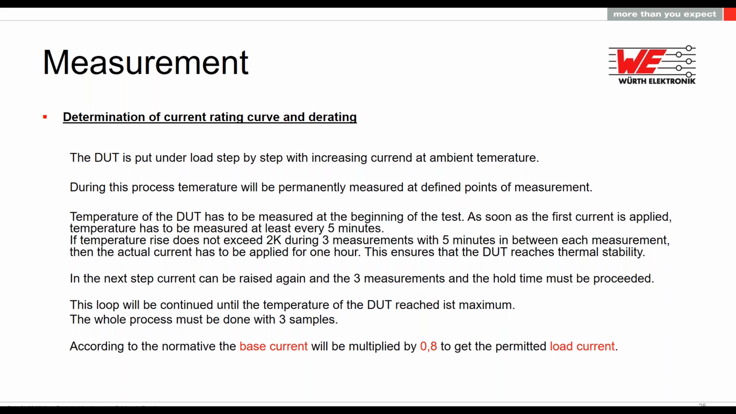And finally, we have now measured the rated current curve, which we now have to transfer into the derating curve. Afterwards, we have to multiply the curve by 0.8 to have a security headroom of 20% to be sure that we do not get in trouble because of tolerances in measurement, tolerances in manufacturing of the parts, or these kinds of things.